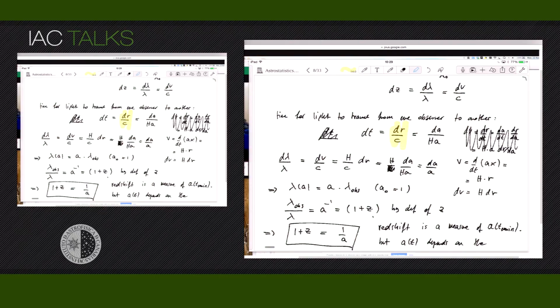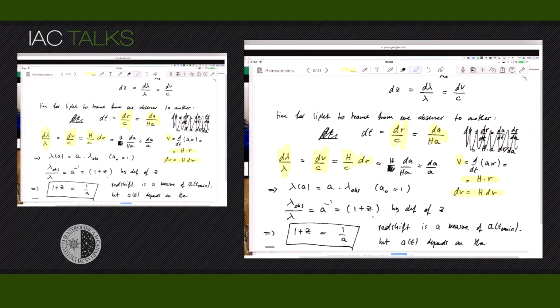And we can recast this as dA over H times a. So we can recast dr as a over a dot times da. And now let's look at what happens to the wavelength. So d lambda over lambda is equal to dv over c, but we also know that v is connected to H via the Hubble law. So dv is equal to H dr. So we can replace dv by H dr.